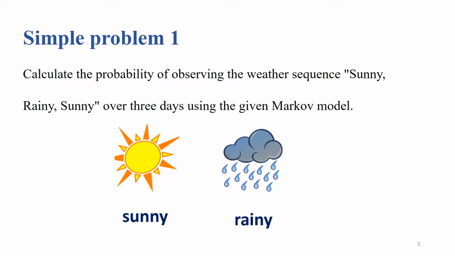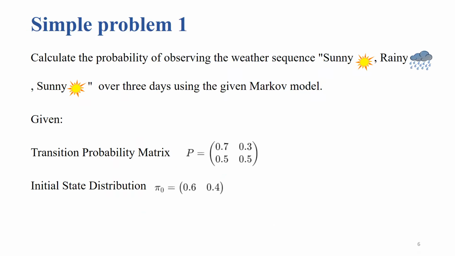Now let us see a few problems to understand the Markov model. The first problem is we need to calculate the probability of observing the weather sequence sunny, rainy, sunny over 3 days using the given Markov model. These are the values given here: the transition probability matrix and the initial state distribution.